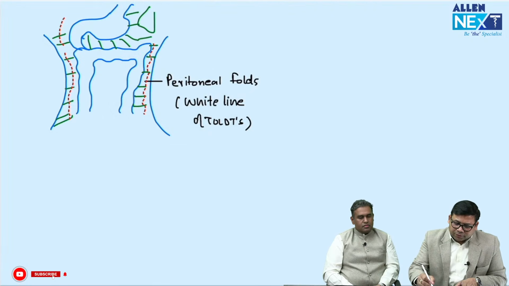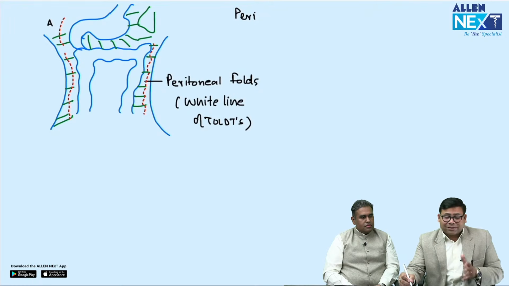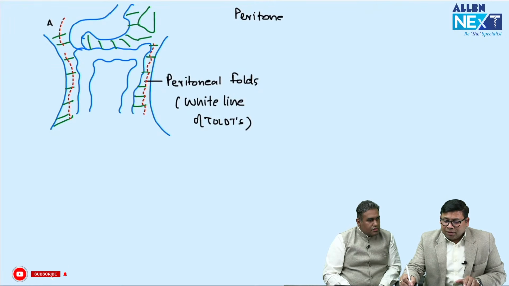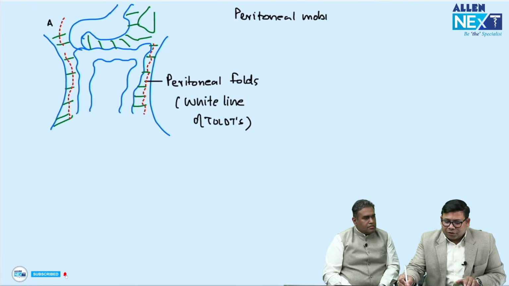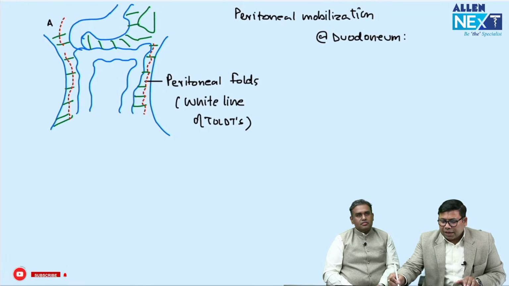So what are the terms for A? Peritoneal mobilization around the duodenum. What is that known as? Come on students, tell me. Peritoneal mobilization around the duodenum, this is what I have already told you. Around the duodenum, this is known as Kocherization. Many a times this question has been asked. This is what is known as Kocherization.